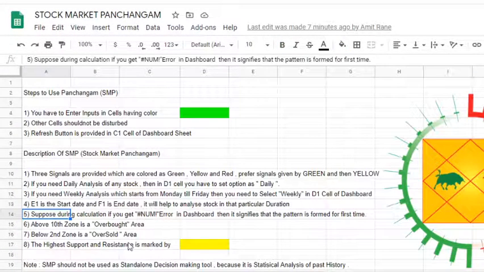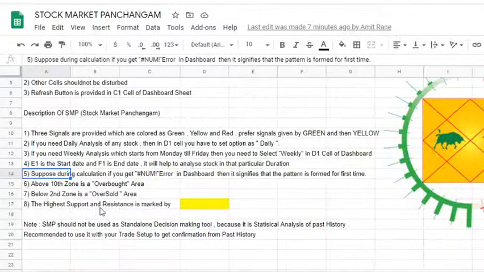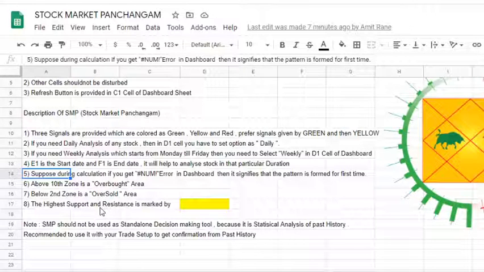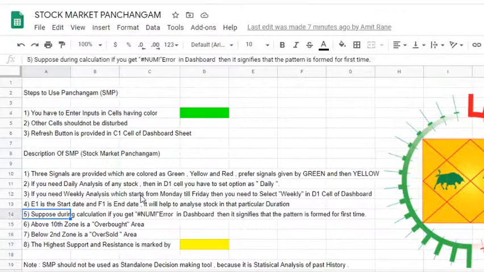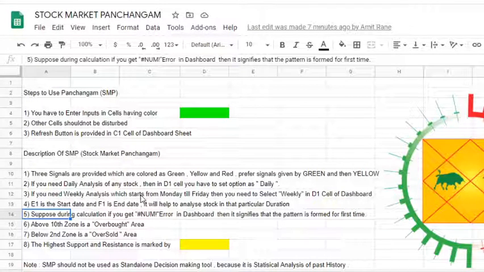Okay, this point is already discussed. And note, SMP should not be used as a standalone decision making tool because it is a statistical analysis of past history. It is recommended to use it with a trade setup to get confirmation from past history. It's specially mentioned for the technical traders who have their own setup.